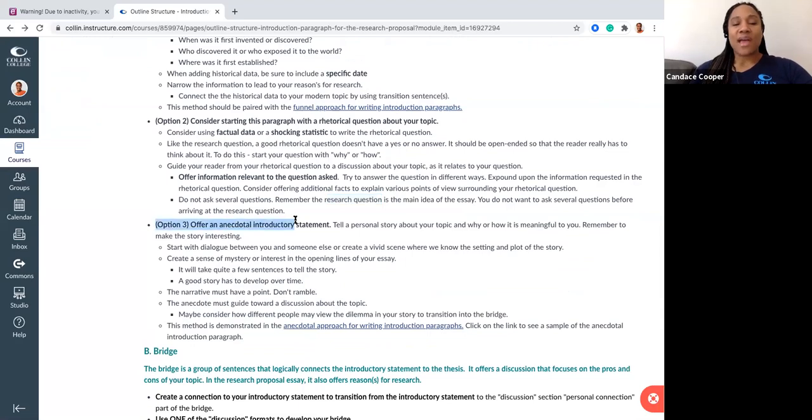The last option that you have is the anecdotal introductory statement, where you tell a story about your topic and you explain why or how it's meaningful to you. So you want to make the story interesting. To do that, you maybe want to start with a dialogue between you and someone else, or create a vivid scene where we as your audience know the setting and the plot. You want to create a sense of mystery or interest in the opening lines of your essay. You have to be prepared that it's going to take a few sentences to tell your story, because a good story develops over time.